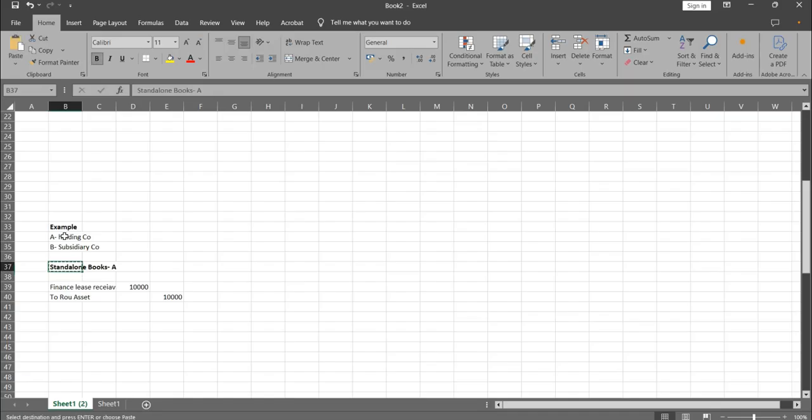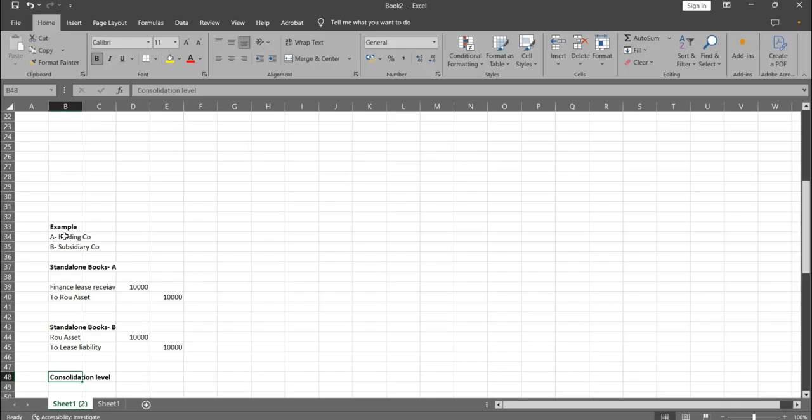in the books of entity B, what entry must have been posted? ROU asset to lease liability, with the same amount. So at consolidation level, we will reverse these entries.